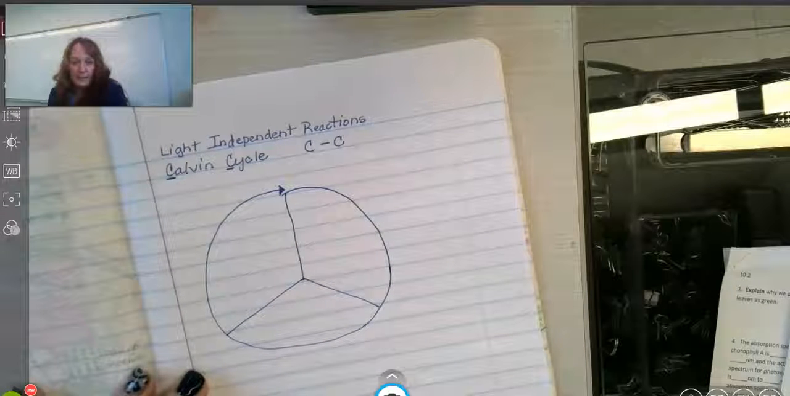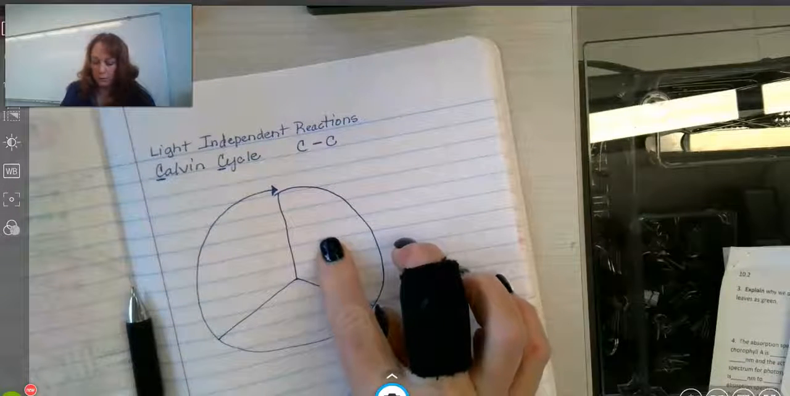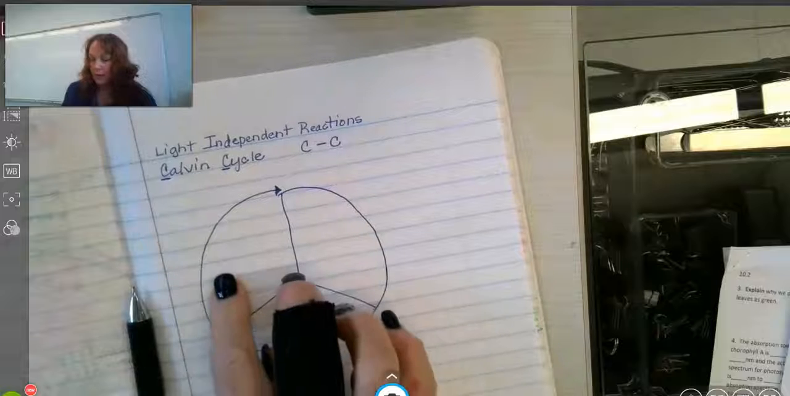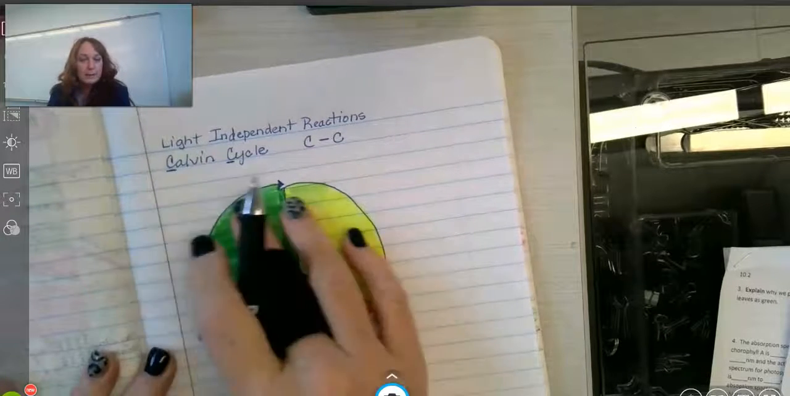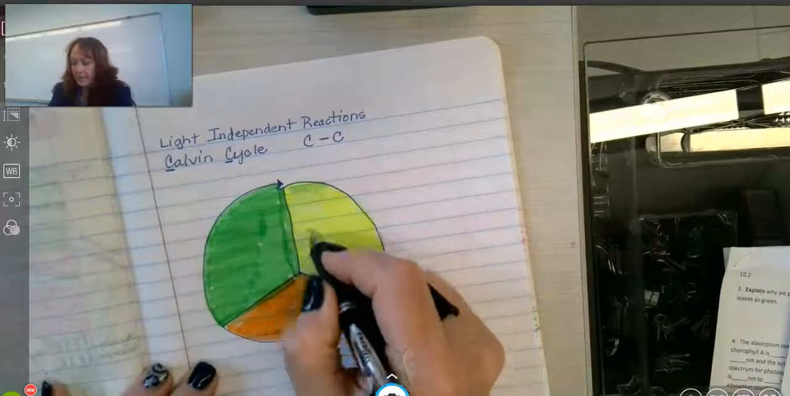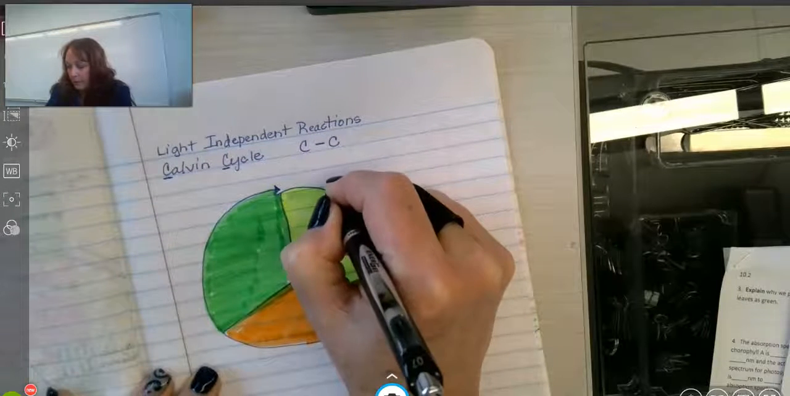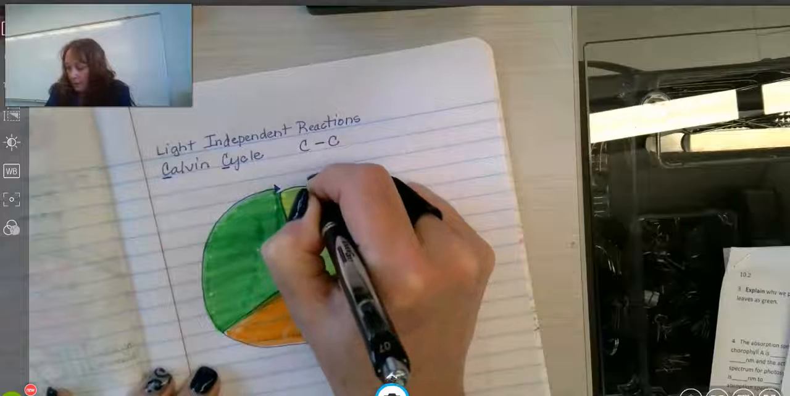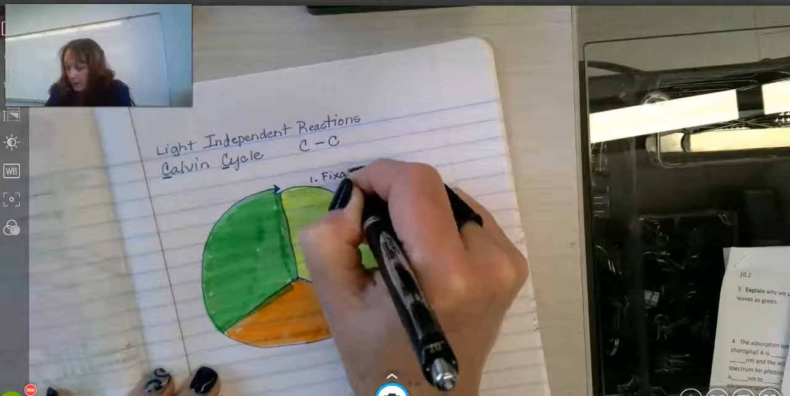And then me being me, I want them in different colors. So pause, and I'm going to add yellow here, orange, and then green. I'll be back. Okay, so now I've got everything ready, and I'm going to have my three different stages. And I'm just going to come over here and number them. So the first one is called fixation.